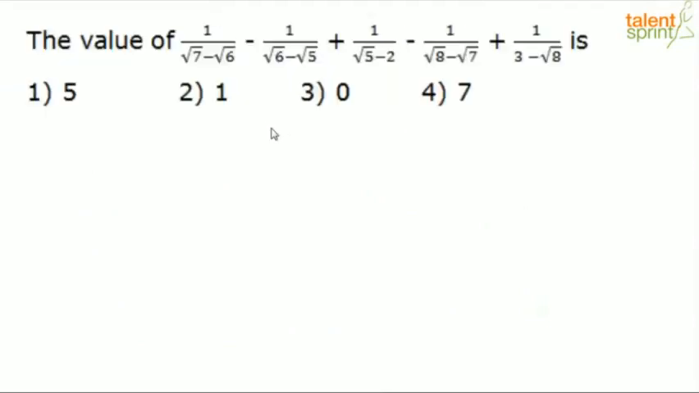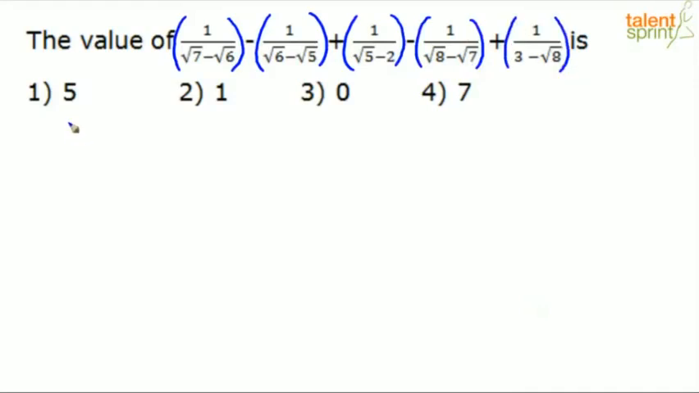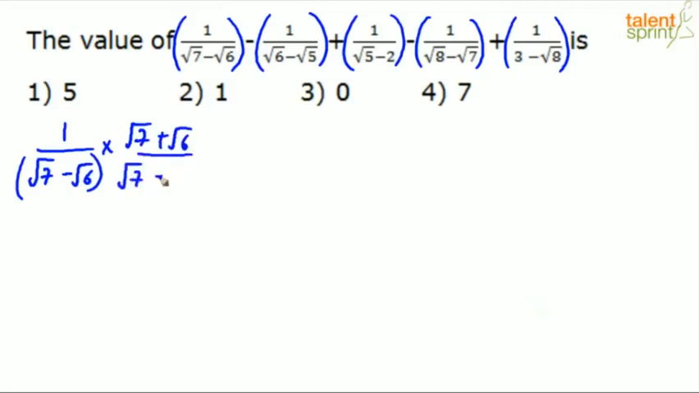Next one, the value of 1 by root 7 minus root 6 minus 1 by root 6 minus root 5 plus 1 by root 5 minus root 2 and so on is. Let's simplify. Rationalize each of the terms. These are surds in the denominator, right? Let us bring the surds into the numerator. We'll rationalize this. So 1 by root 7 minus root 6, let us multiply both numerator and denominator by root 7 plus root 6.